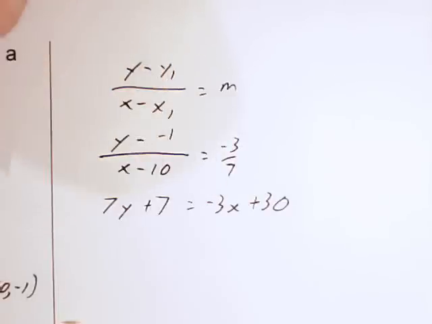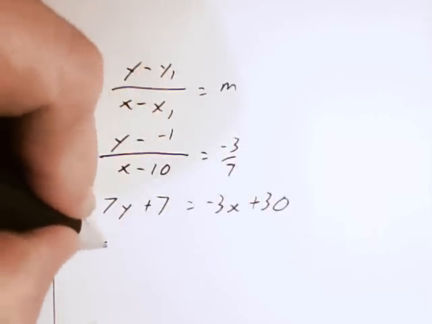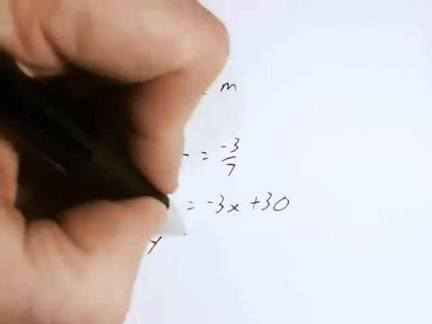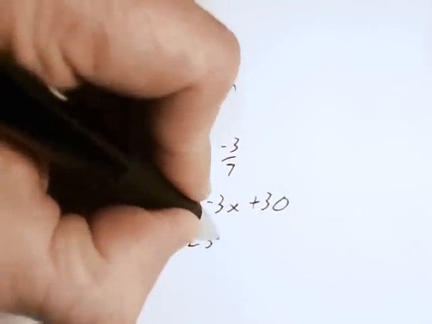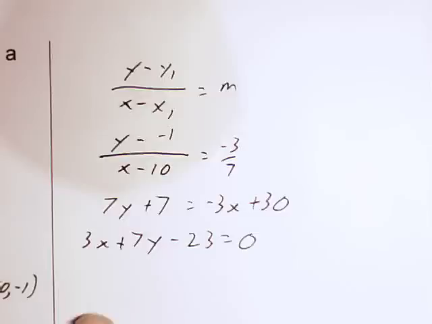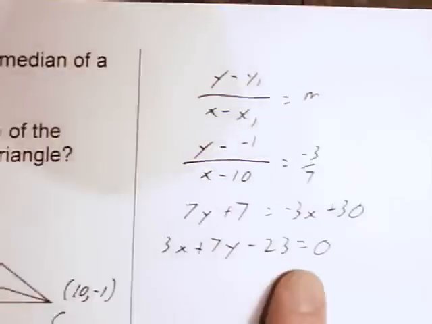Now I'll move everything over to the left hand side. This is the equation of the median line CD.